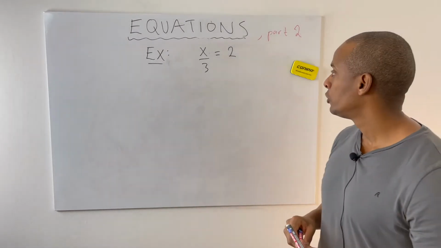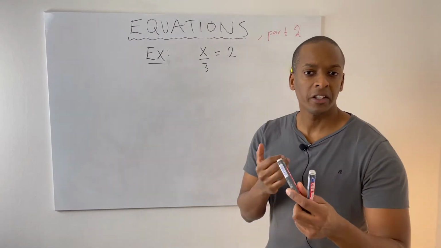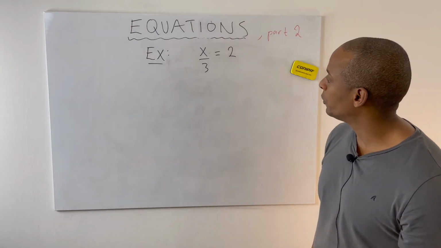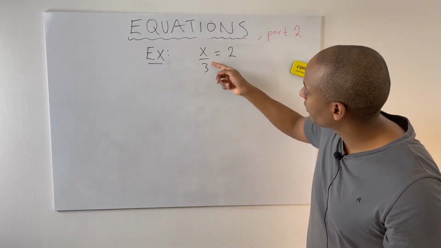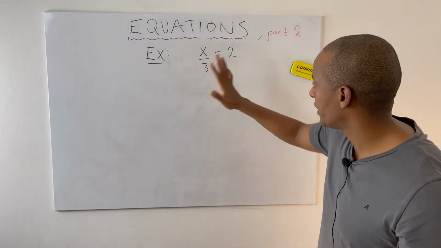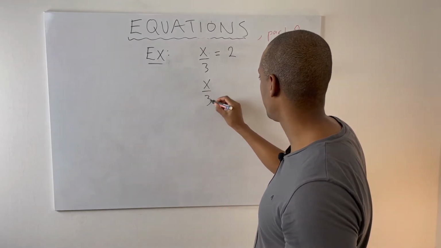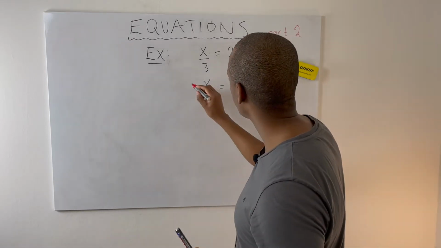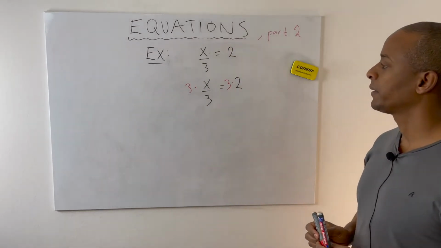Let's start here. So in part 1, we solved all the equations by adding and subtracting on both sides, right? Now we have something like this. So what's the inverse of dividing by 3? Well, the inverse of dividing is multiplying, right? That's the opposite. So what we're going to do now is multiply both sides by 3. We write the same thing again, like this, and then we multiply this with 3 and we multiply this with 3.